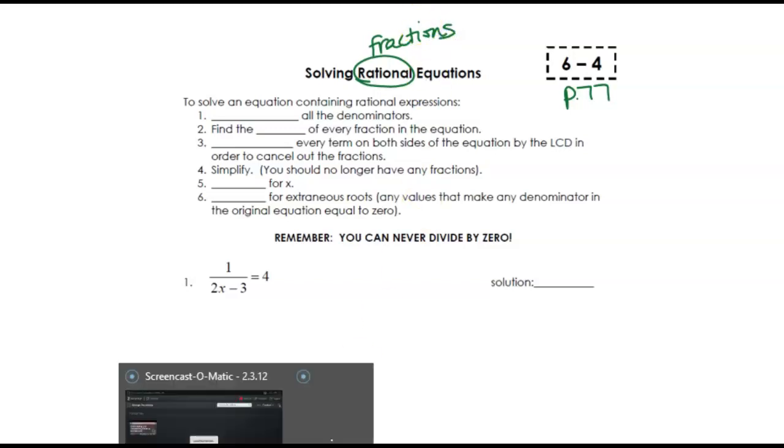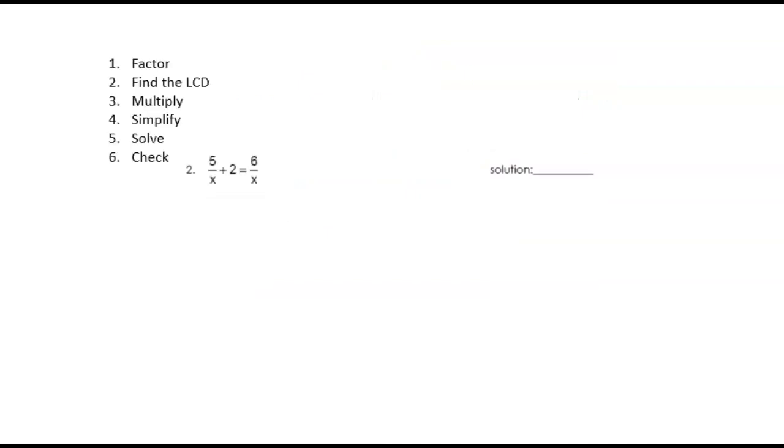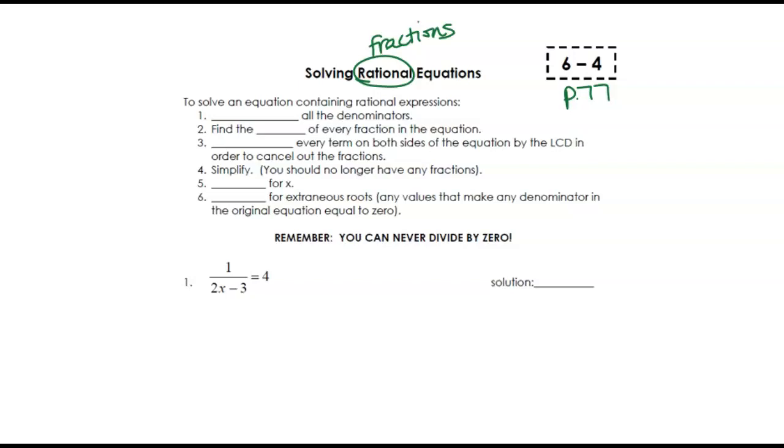To solve an equation containing a rational expression, the first thing you need to do is factor all of the denominators. After you factor all of the denominators, the whole point of this for the last few days has been to find the least common denominator out of every fraction in the equation.